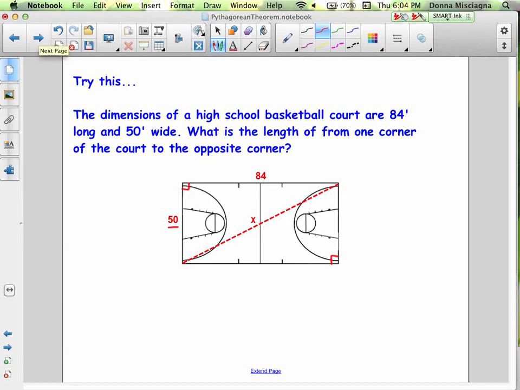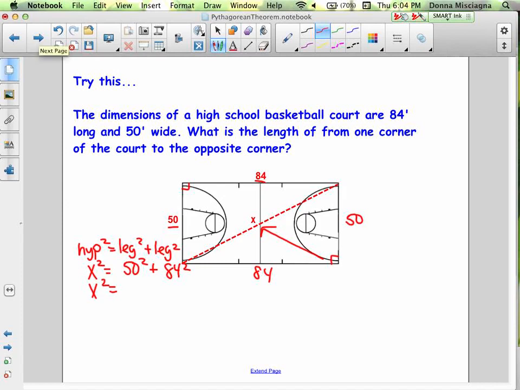If this side is 50, so is this side. If this side is 84, so is this side. And notice what x is: opposite our right angle there. We're really just looking for the hypotenuse of a right triangle, so we can use the Pythagorean theorem. Hypotenuse squared equals leg squared plus leg squared. Our hypotenuse is x, and one leg is 50, and the other leg is 84.